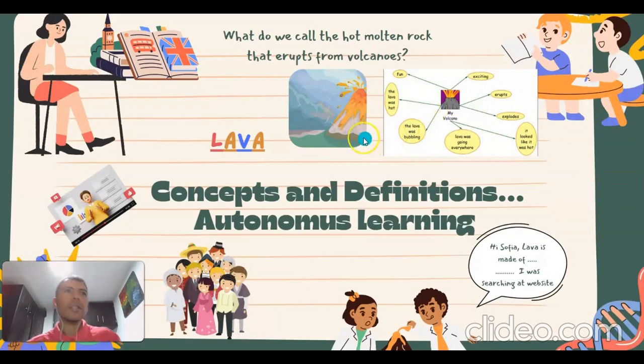This is a short example. Yep. For example, a teacher searches and includes a lot of information, real information, authentic information, in a second language or a foreign language. Yeah, and use this sentence question. What do we call the hot molten rock that erupts from volcanoes?